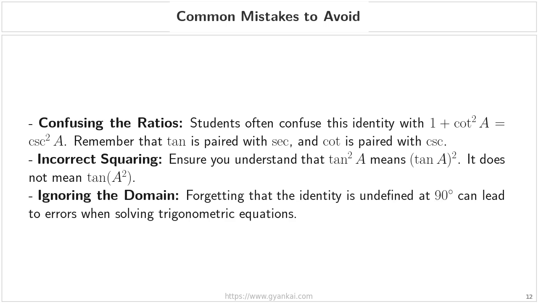Finally, do not ignore the domain of validity, which we discussed briefly in the previous slide. It is crucial to remember that this identity is undefined at 90 degrees. If you are solving trigonometric equations and you forget that the identity fails at 90 degrees, you might end up with an invalid solution. Always keep an eye on those constraints.